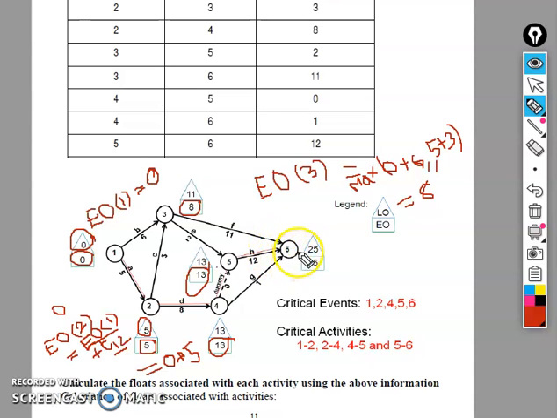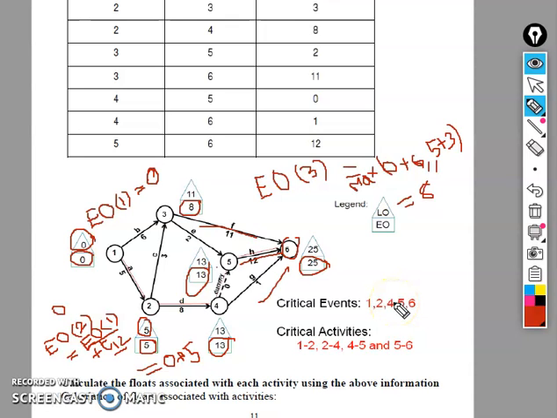Next, when we calculate the earliest occurrence of point 6, it should be calculated from these ways, and you have to collect the maximum value. From one way it is 13 plus 12, which is 25, from another way 8 plus 11, which is 19, and from another way 13 plus 1, which is 14. The maximum value is 13 plus 12, 25, so here we consider 25 as the earliest occurrence of point 6.